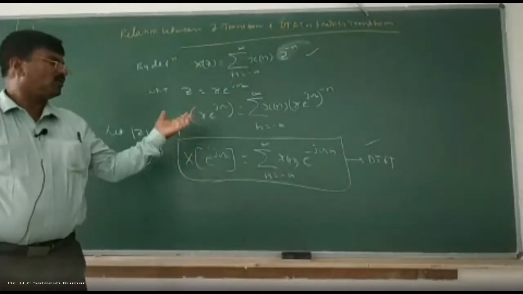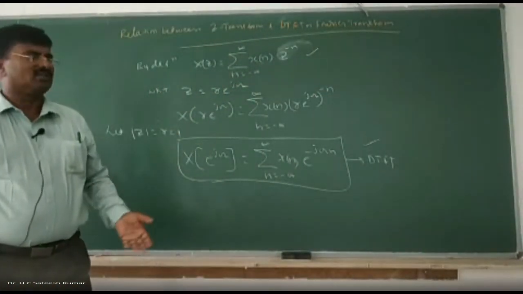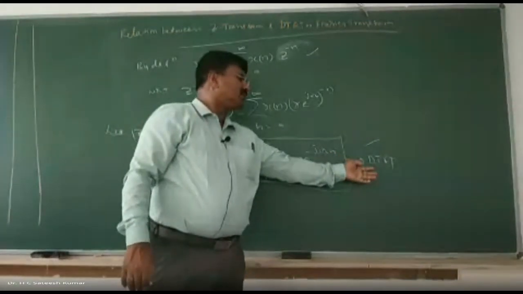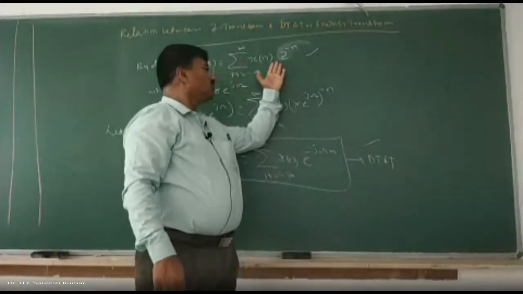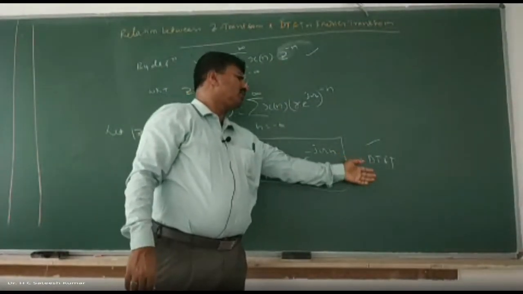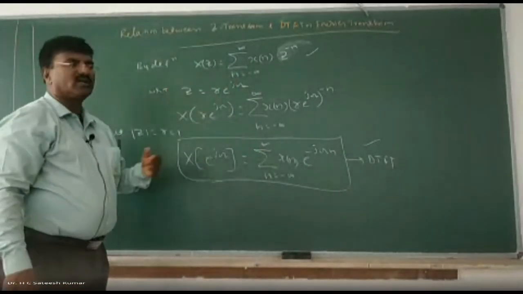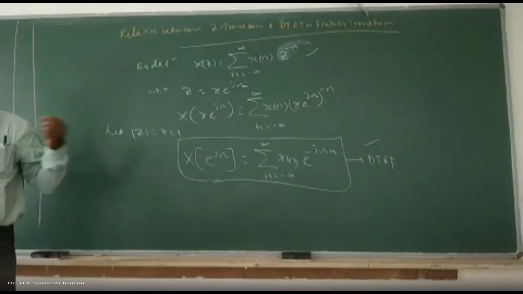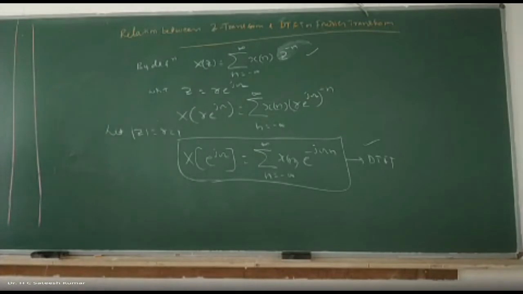Why do you want to relate it and why do you want to go for this one? The reason is, this will give the frequency information. This is a very simple tool. So if you want frequency information, we can go for discrete time Fourier transformation and easily relate it. That's how we should do it.